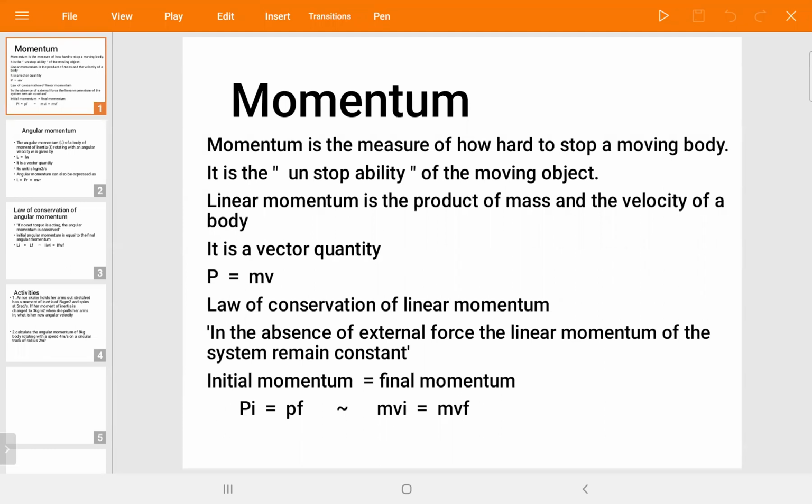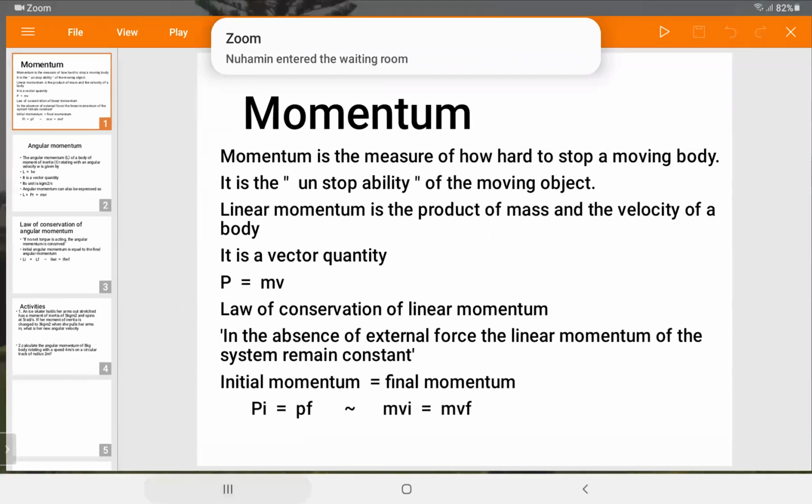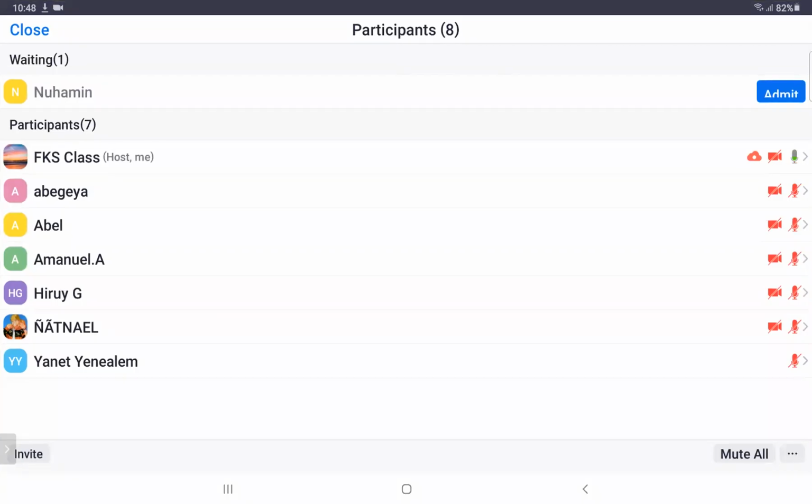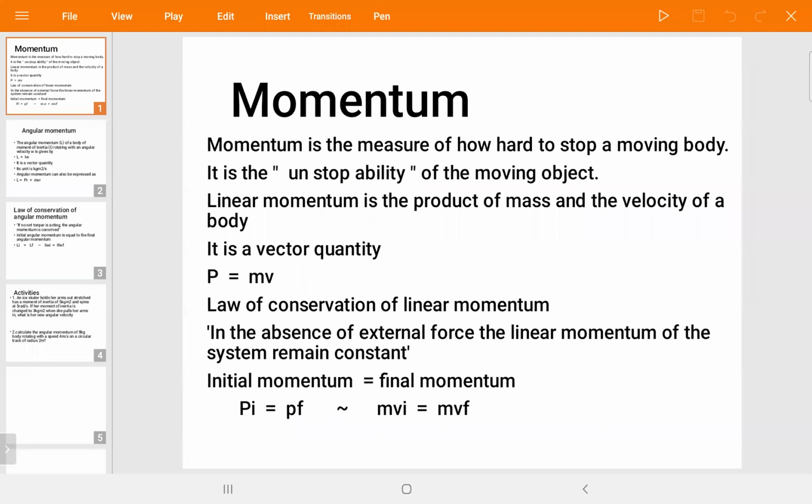Momentum is divided into linear momentum and angular momentum. For a body moving on a straight line, or for a linear motion, the momentum is called linear momentum. Whereas when a body is in rotational motion, the momentum is called angular momentum or rotational momentum. But before we look at angular momentum, let's revise some points about linear momentum.